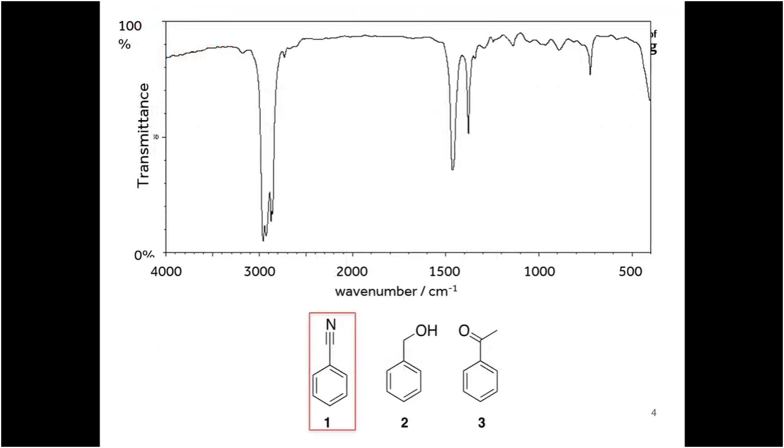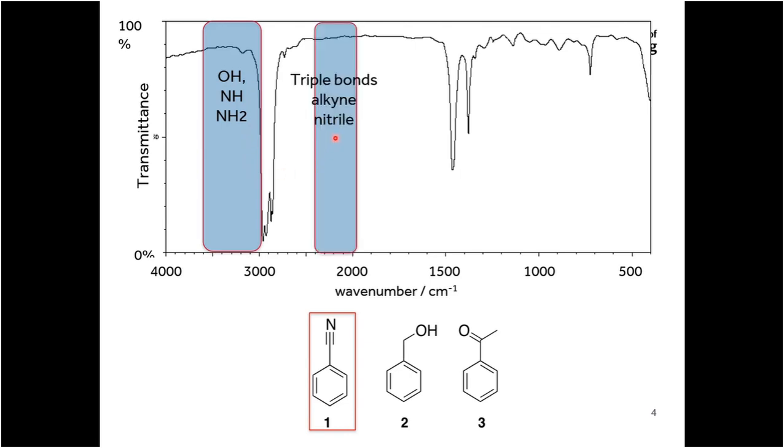Well, we must return to the 4 key areas in the infrared spectrum. So we have this region here between 3000 and 3600 wave numbers, where we find OH, NH, and NH2 groups, and in rare cases, the CH of a terminal alkyne. We also have this region here where we have triple bonds, so this containing alkynes and nitriles, and this is between 2000 and 2400 wave numbers. Now this corresponds to our nitrile group here.